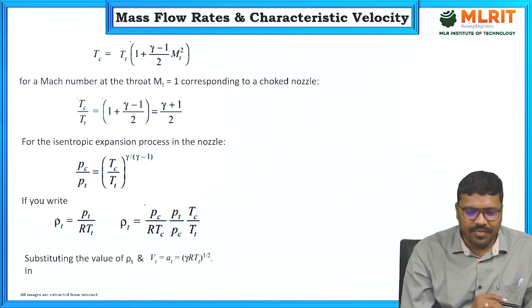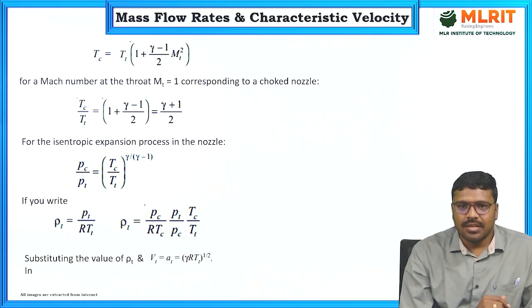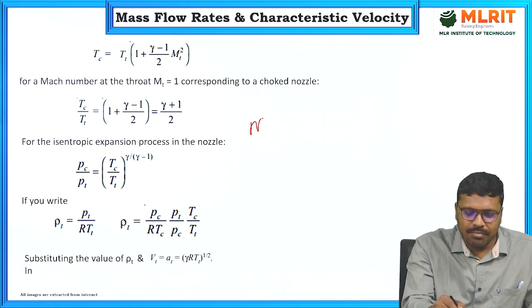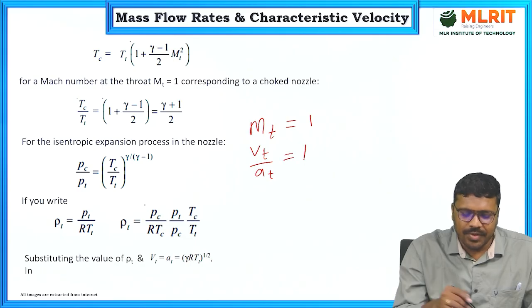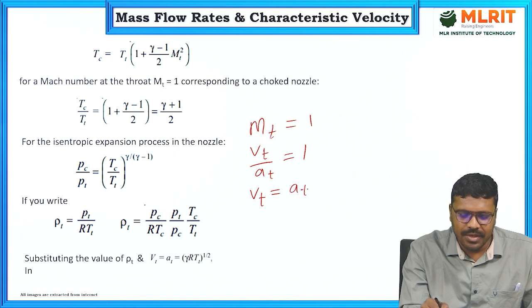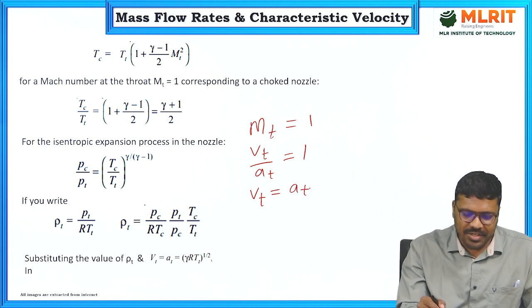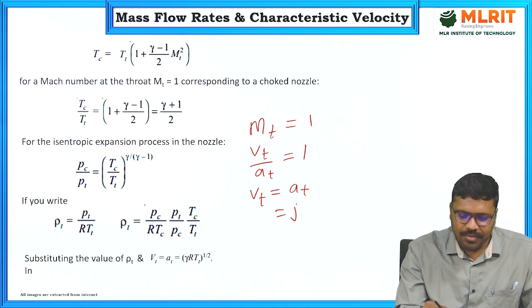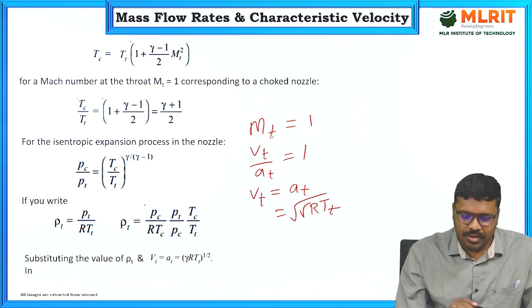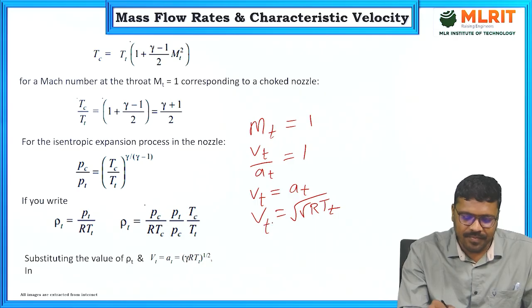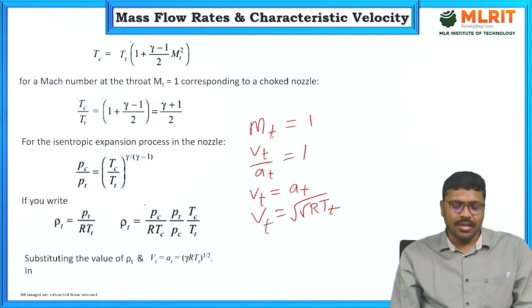We got another equation for velocity of the gas at the throat. Since Mach number at the throat is equal to 1, and we know the equation for the Mach number is velocity at the throat divided by speed of sound at the throat, that is equal to 1. So from this we can write velocity at the throat is equal to speed of sound at the throat, and the speed of sound at the throat formula is under root gamma R temperature at the throat. So we got the equation for velocity of the gases at the throat also.